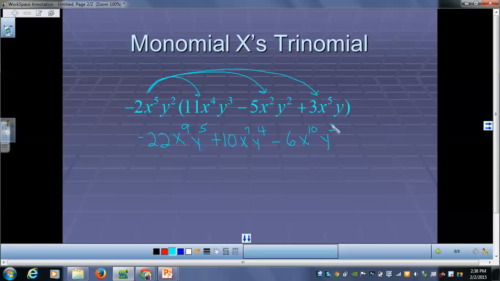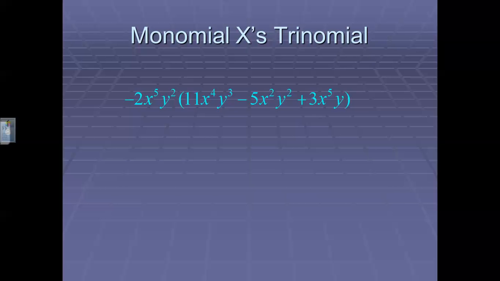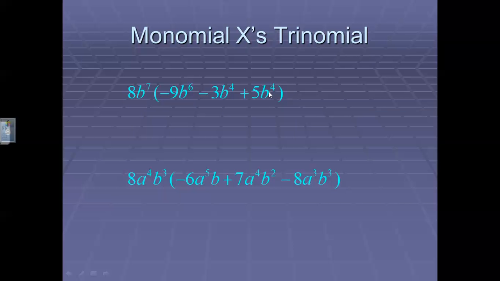That's how we would distribute a monomial times a binomial, a trinomial, and we could keep going. There could be 4 terms or 5 terms, and it would just be the same process, and then obviously we would just have additional terms. What I would like you to do now is go ahead and try these 2 problems on your own. Pause the video, work both of these problems, and then see how you do.